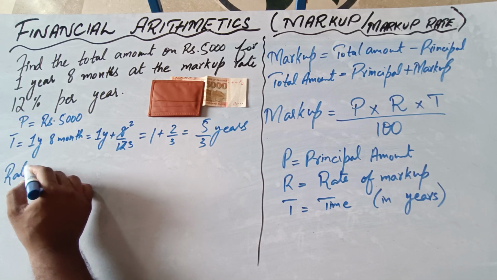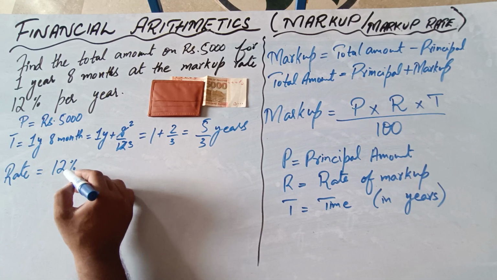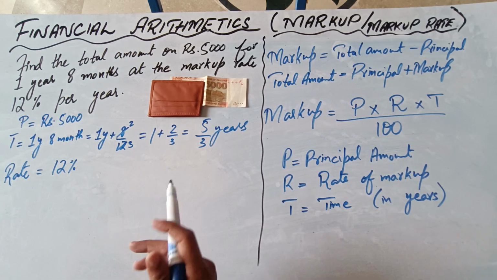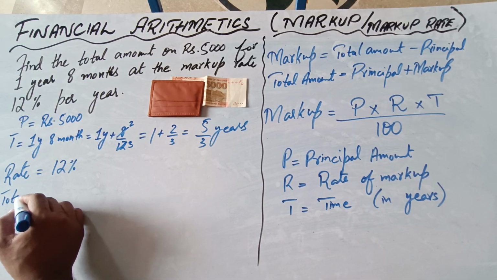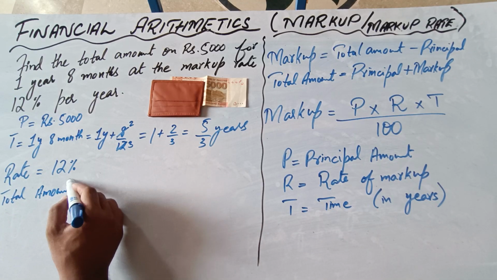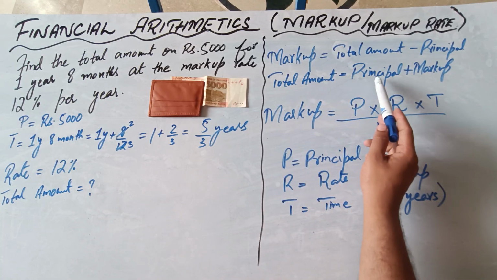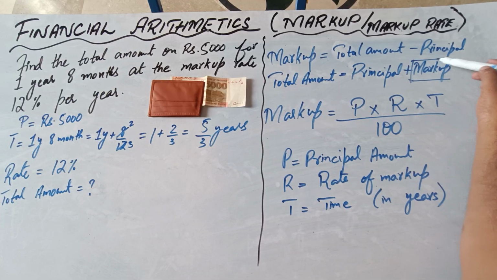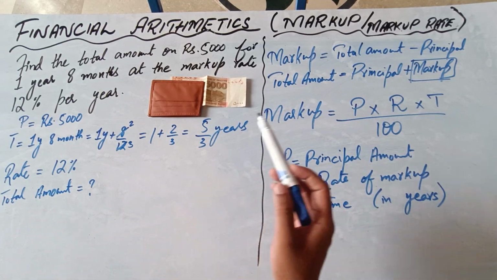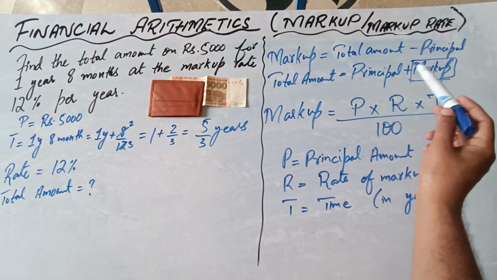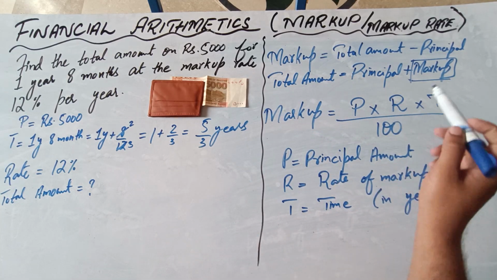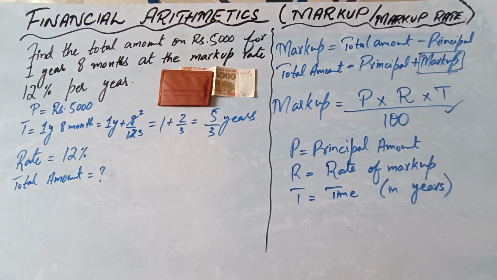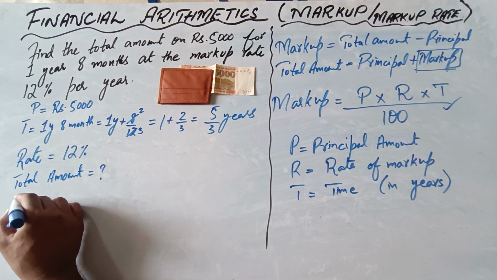Markup rate is also called the rate at which they are going to give the amount. So this is the data, and we need to find out total amount. Total amount is unknown. In order to find out total amount, we have the principal amount, but we need to find out markup as well. So we cannot find out total amount directly. To find out total amount, we must have markup with us. So to find out markup, we will use this formula. Now let's look at it very attentively. Let's apply the formula of markup.